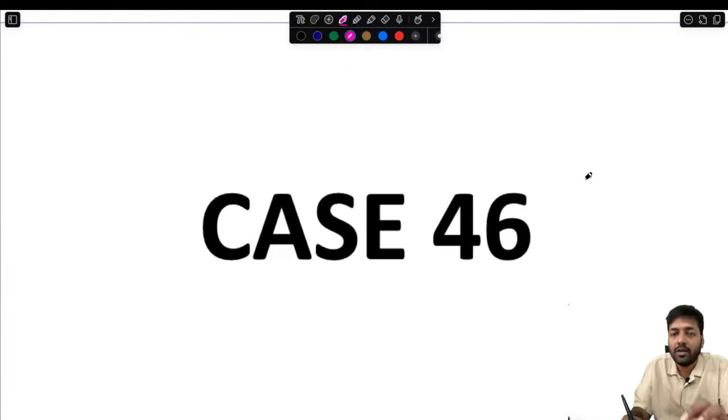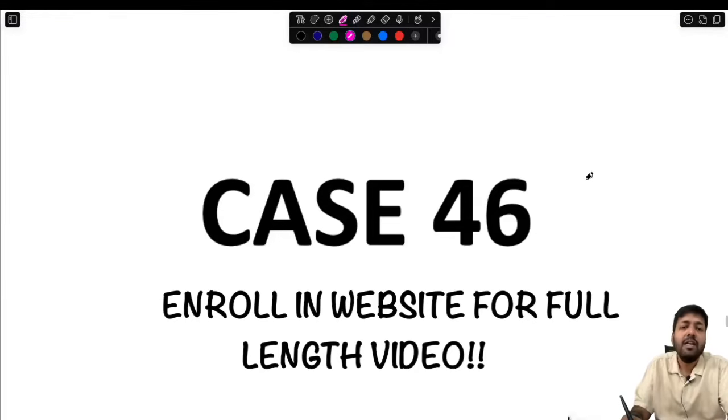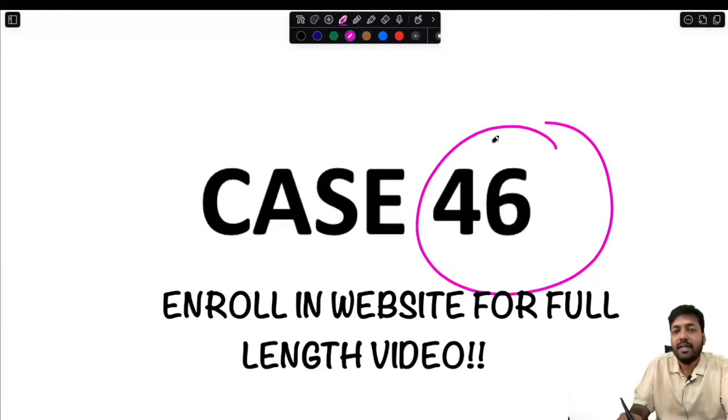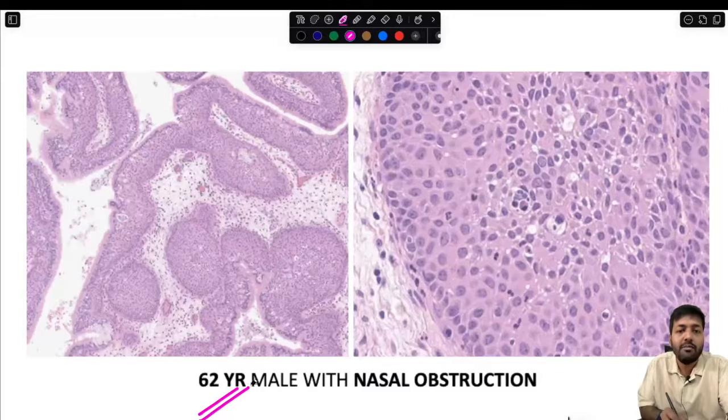Today we are going to continue the rapid revision exam slide series number 5. So let us begin without wasting any time, case number 46. Case number 46, basically, is a 62-year-old male presenting with nasal obstruction. So what do you see over here?